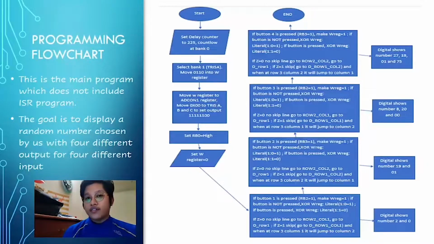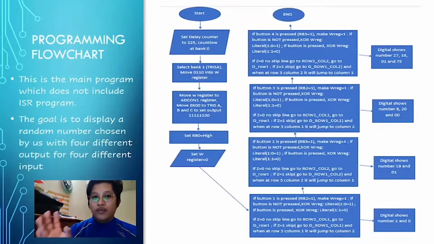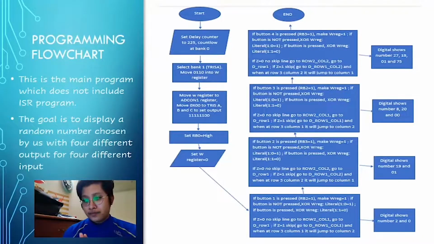The next part is very fun because we have 4 different outputs, but the programming is kind of the same. This is the 4 buttons. Button 1 and button 3 will be the same, but with different output. Button 2 and button 4 will be the same also, but different from button 1 and button 3, and all of these will display different output.